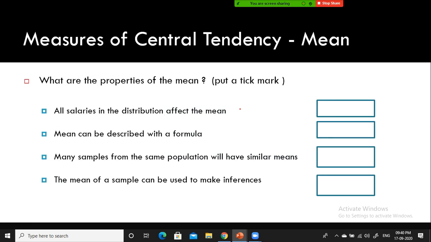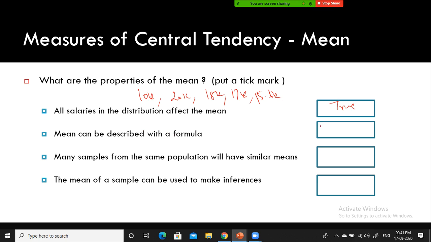Now let's take a simple quiz. All salaries in the distribution affect the mean. Say yes or no, true or false. Rishik, you see the salary data given to you. Let's say 10K, 10K, 20K, 18K, 17K and 15.6K. When it comes to mean, we take all the values and add them, then divide by the count. Hence, all salaries in the distribution affect the mean. Yes, true.